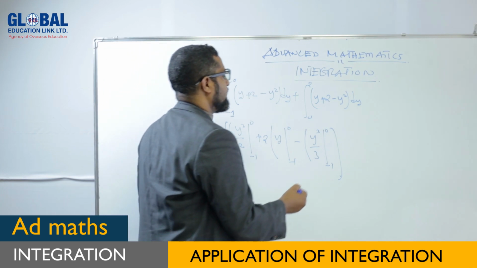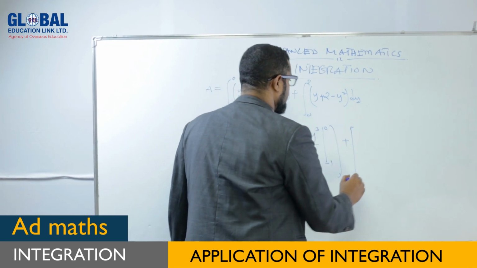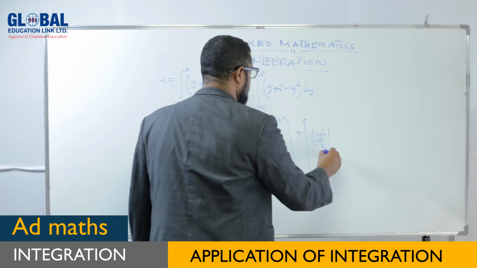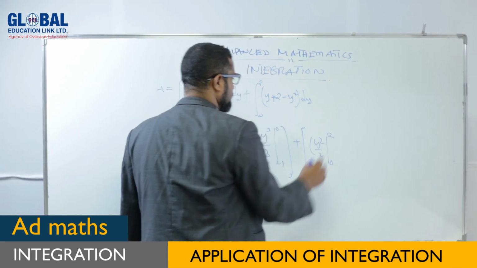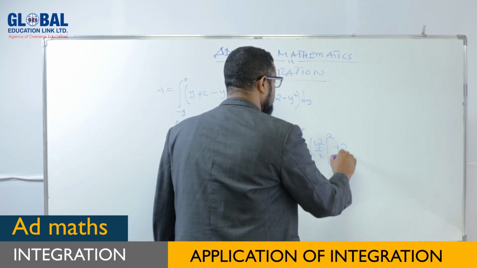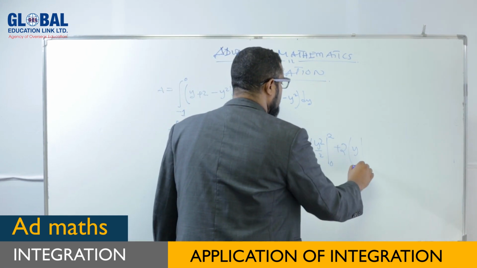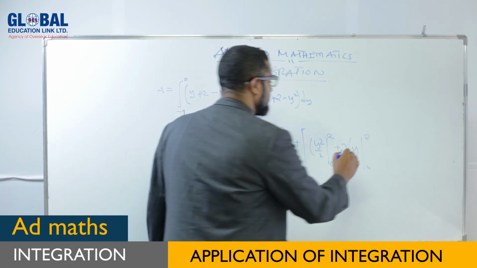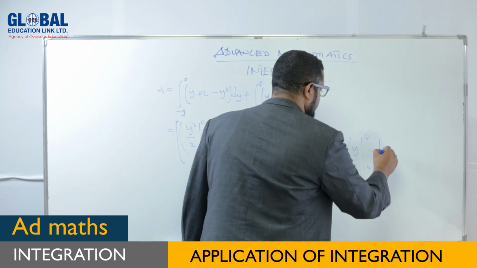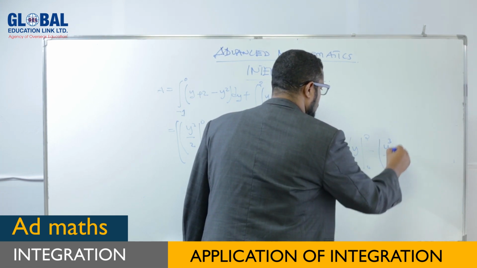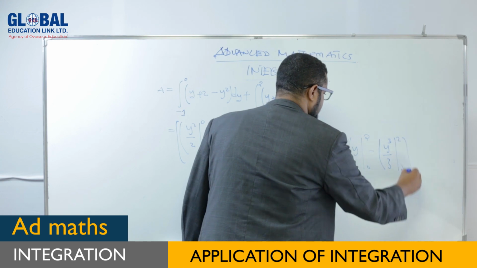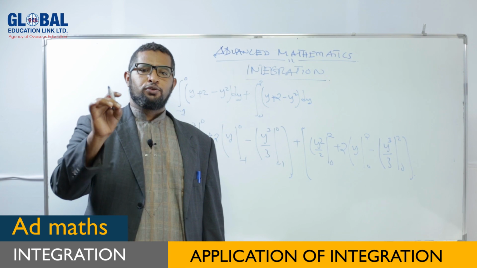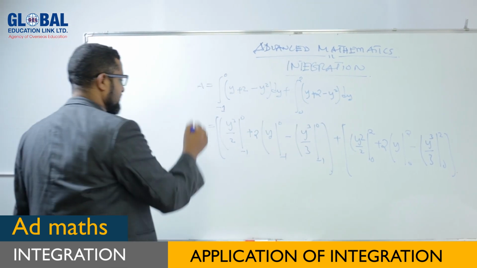Now let's go for the second part. We'll be having plus y squared over 2 from 0 to 2 plus 2y from 0 to 2. And the last one will be equal to minus y to the power of 3 over 3 from 0 to 2. Then from there, it's time now to substitute the limits. Starting with the first part.